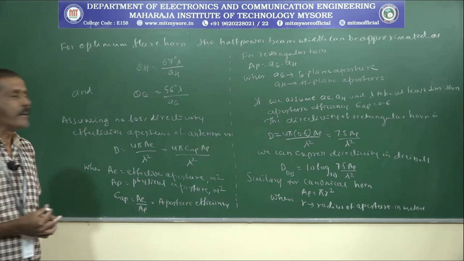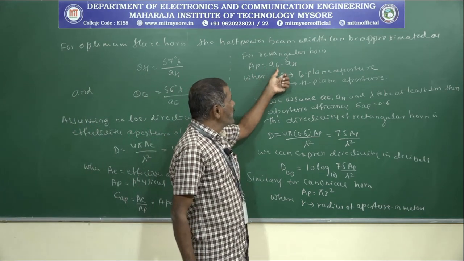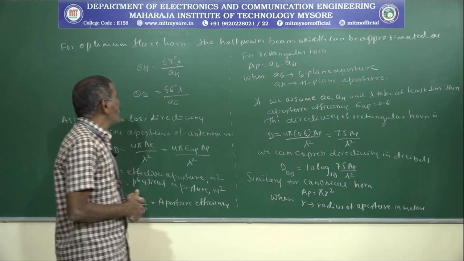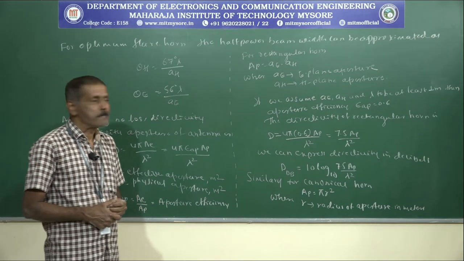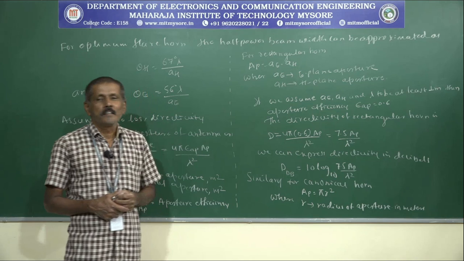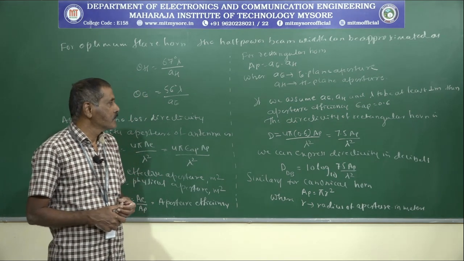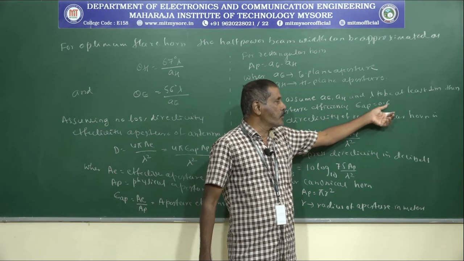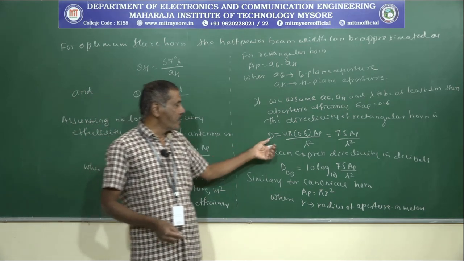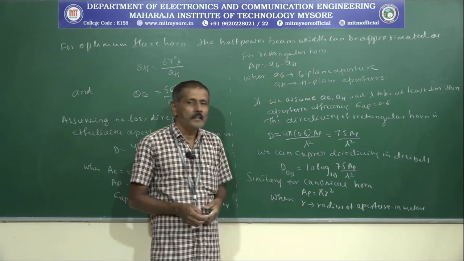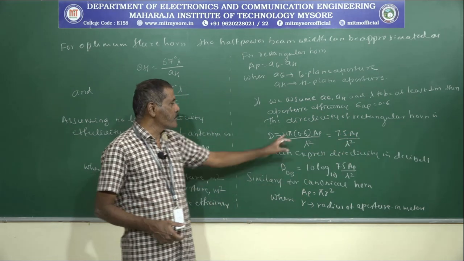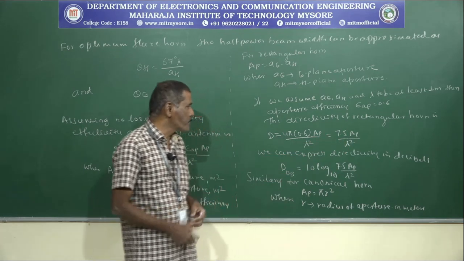Now, for a rectangular horn antenna, Ap is equal to ae into ah, where ae is the E-plane aperture and ah is the H-plane aperture. And if you assume both ae, ah and lambda to be 1, then the aperture efficiency becomes equal to 0.6. Then the directivity of the rectangular horn is D equal to 4 pi into 0.6 into Ap divided by lambda square. This is equal to 7.5 Ap divided by lambda square. That is, the multiplication of these two gives the value of 7.5.